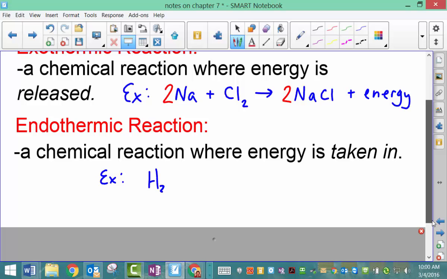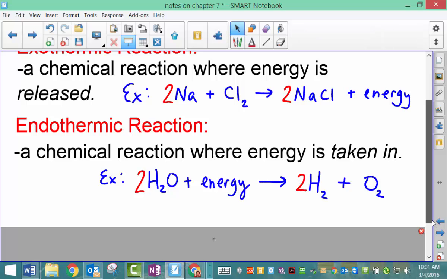For instance, if I have water, and we talked about this in class, if I add energy in the form of maybe electrical energy, I'm going to break down this water molecule into its 2 components. And these are diatomic, so I need to put a little 2. And then I need to balance, so I'll put a 2 here and a 2 here. Notice that energy is on the reactant side, while the other one, energy, was on the product side. And that has to do with being exothermic or endothermic.